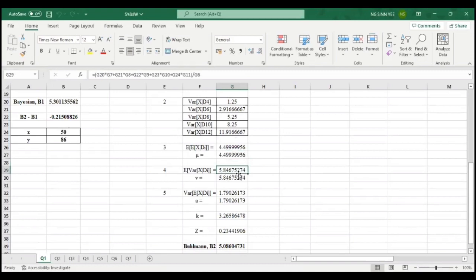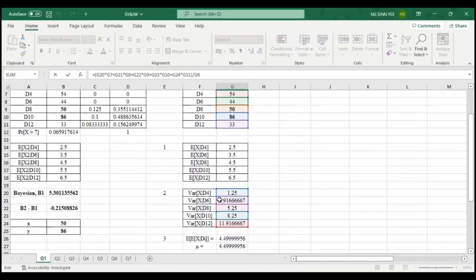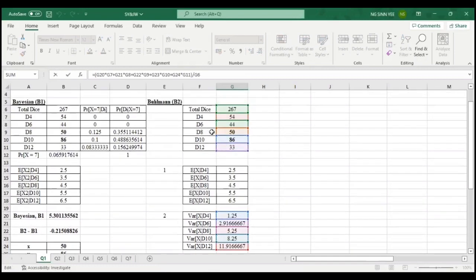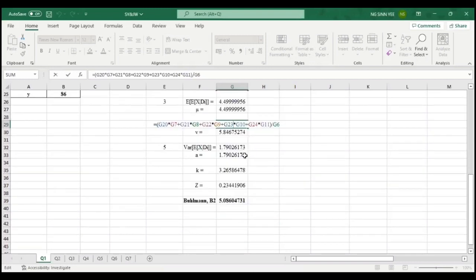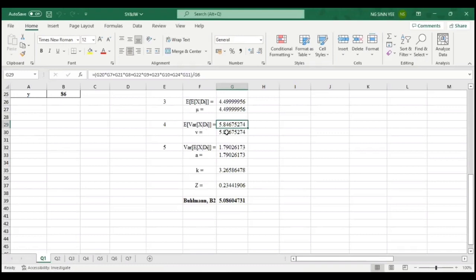And the second thing we need is the expected value of the variance of x on the dice. So basically, we just need to multiply the variance value with the probability of getting that specified, and we will be getting this v, which is the expected value of the process variance.